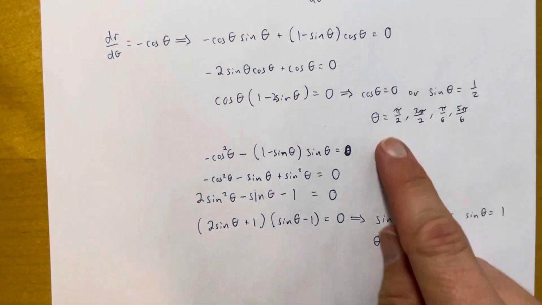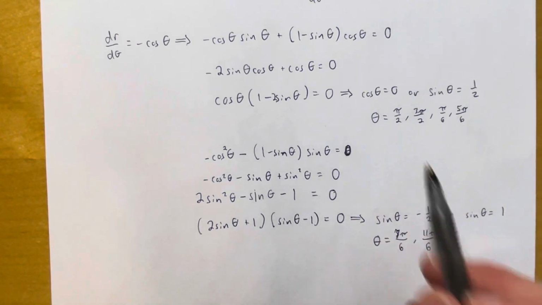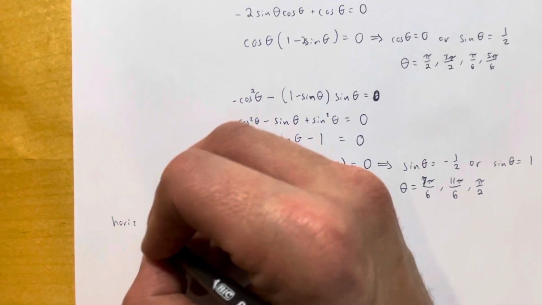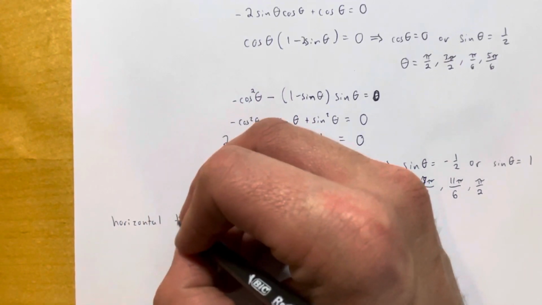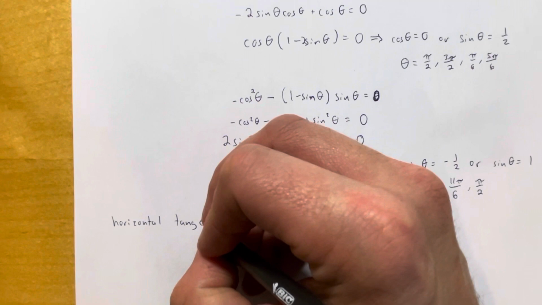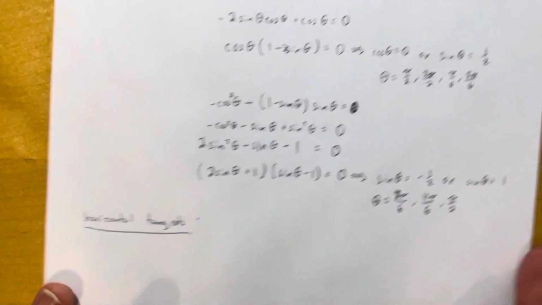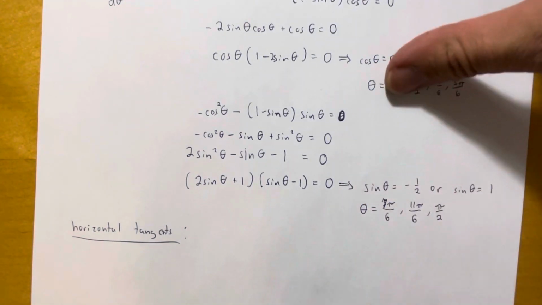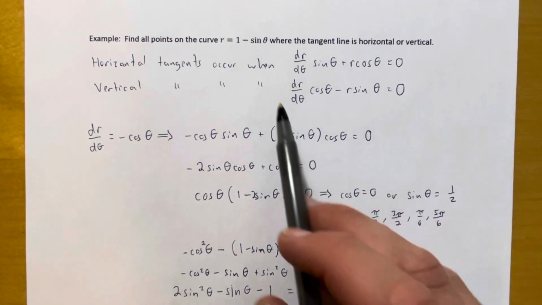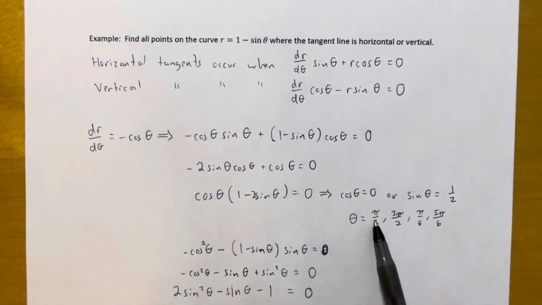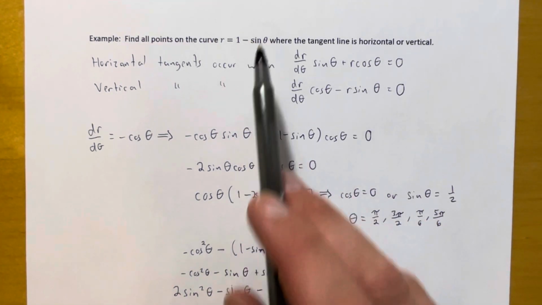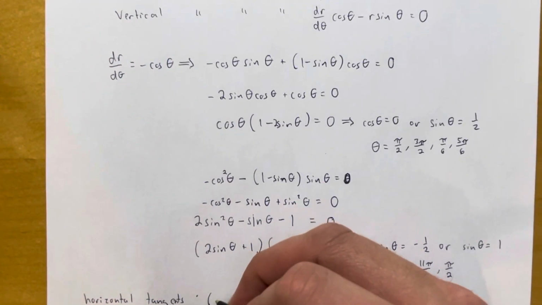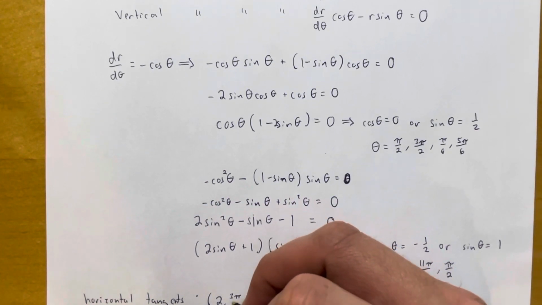But since I don't have any other repeats in any of these lists, everything except for these pi over 2's will give me the expected tangents. So horizontal tangents occur at which points? These are only the theta values for these points. I need to get the corresponding r's, but I can get that by plugging these thetas into this function right here. So for example, we're ignoring the pi over 2, but 3 pi over 2. Sine of 3 pi over 2 is negative 1, and 1 minus negative 1 is 2. So I get a horizontal tangent at 2, 3 pi over 2.